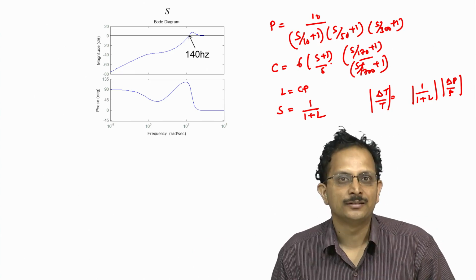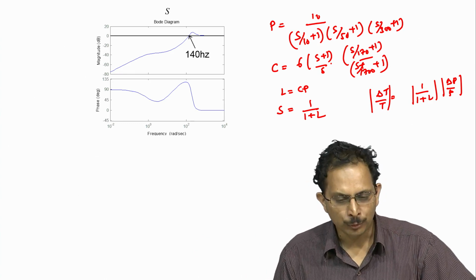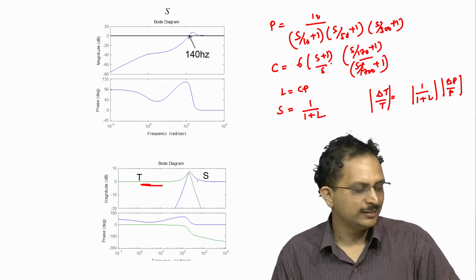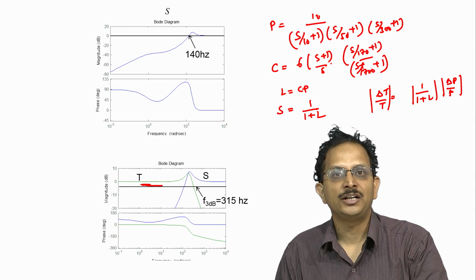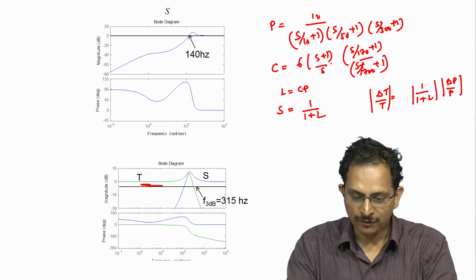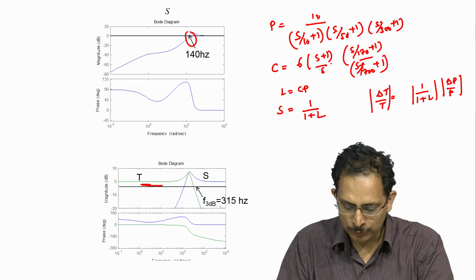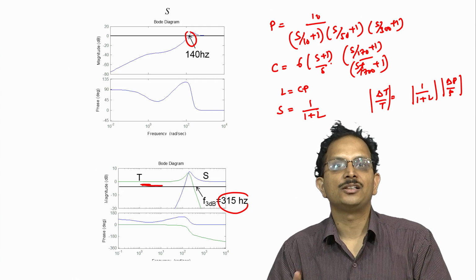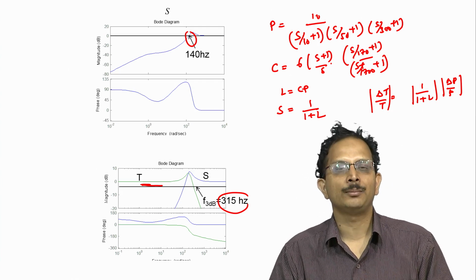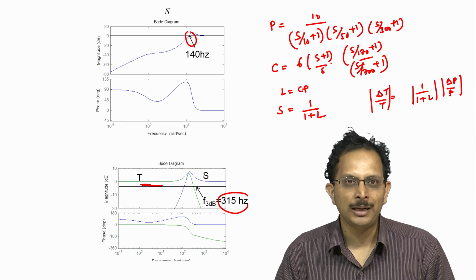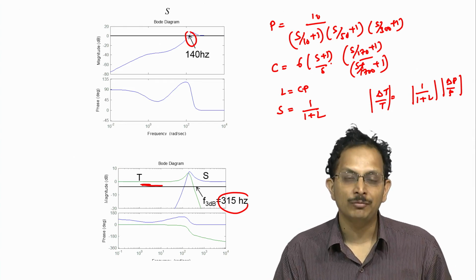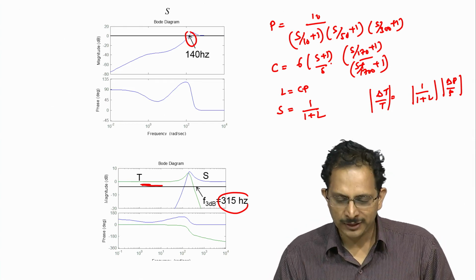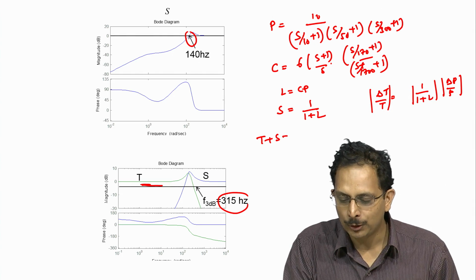But unfortunately, that is not the case. If we were to plot the transmission function T, shown by the curve here, we see that its bandwidth is 315 Hertz. So, from 140 Hertz all the way to 315 Hertz, we have a sensitivity that is greater than 0 dB, or our closed loop system is more sensitive to variation in the plant parameters than an open loop system without feedback would be. And there is nothing we can do about this, because T plus S is equal to 1.